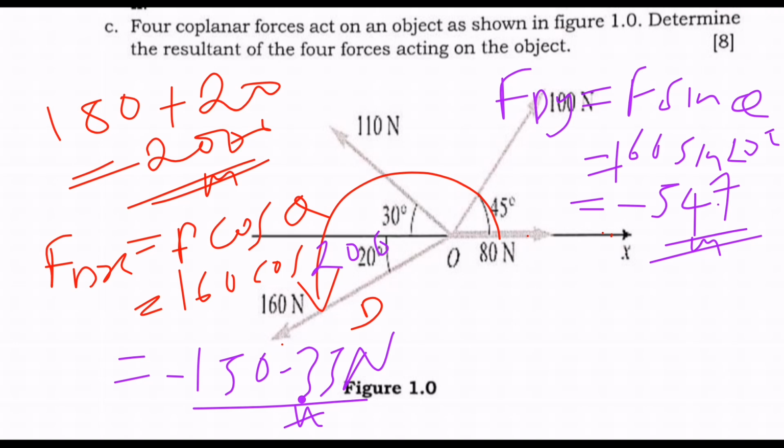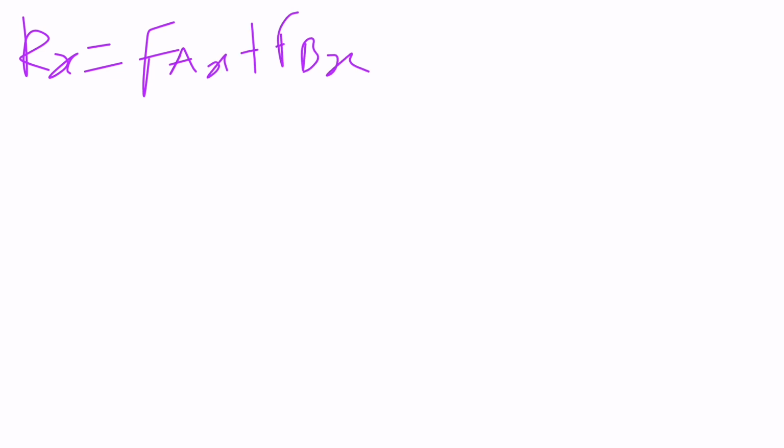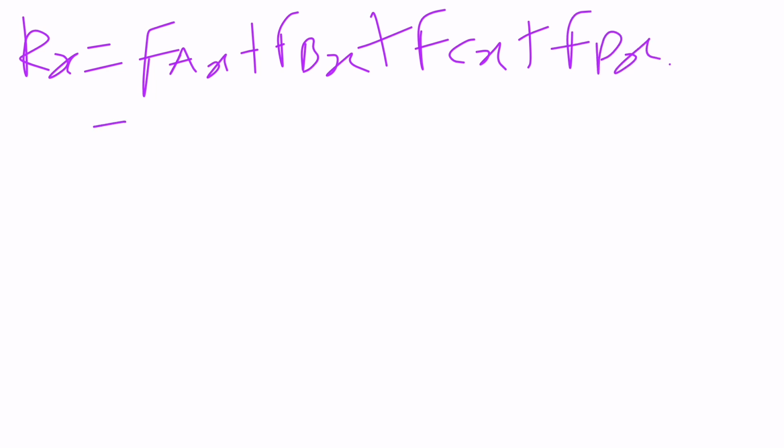Now what should we do now? Then we add all the components, all the answers which we have found. So we start with the x component. We say the resultant of the x component is equal to the first force AX plus force BX, so those are just the x components, plus force CX plus force DX. So all the x components which are found, you just add them.